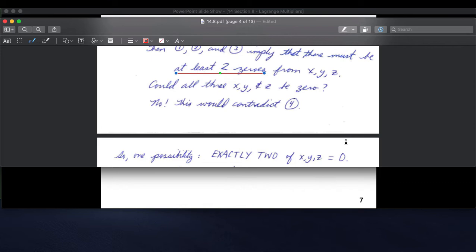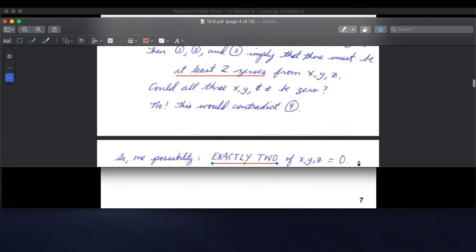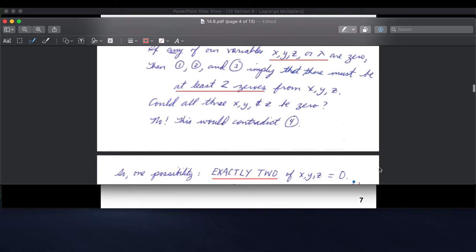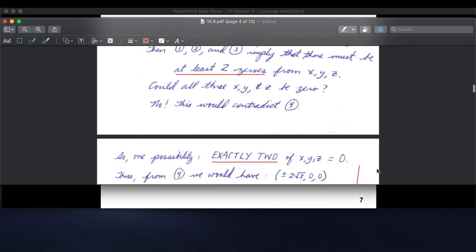So how do we go about doing this? Well, you come up with your first set of possibilities. Since we know that one possibility is that exactly 2 of x, y, and z equal 0, go ahead and start experimenting. So we take equation 4, and let's pretend that y and z are both 0. Y is 0, z is 0.